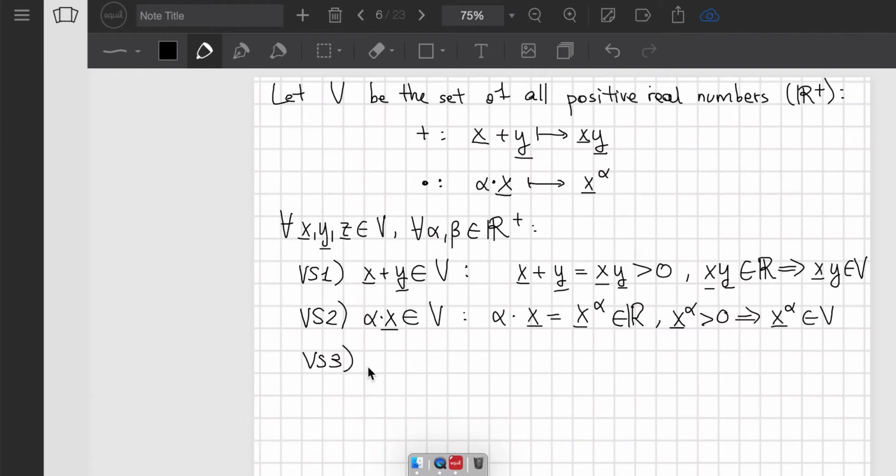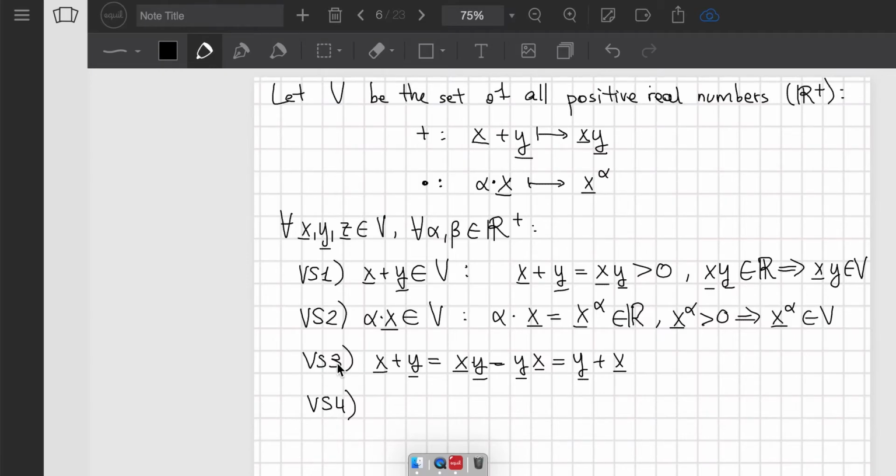Now VS3 has to do with commutativity. So we have to prove that addition is commutative. So if you take x plus y, this is equal to x times y, right? Multiplication of real numbers. But because the positive real numbers also have commutativity, it is an abelian field or a commutative field, we can write this as y times x. And now using again our definition of addition, this is equal to y plus x. And here we've shown that addition is commutative.